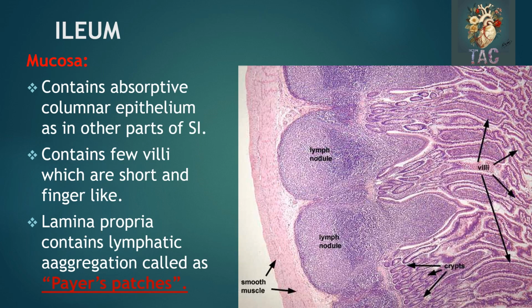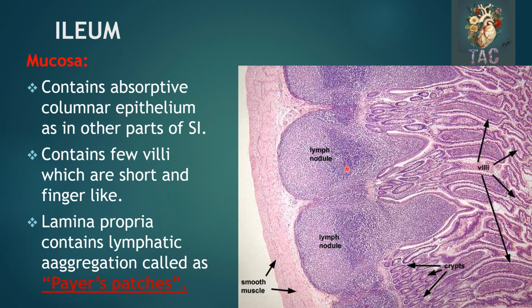Next is the ileum. The ileum contains absorptive columnar epithelium as in other parts of the small intestine, and contains few villi which are short and finger-like. The lamina propria contains lymphatic aggregations called Peyer patches. Especially these Peyer patches are present on the antimesenteric border, and these are large aggregates of lymphatic nodules present in the lamina propria, and this is your identification point of the ileum.